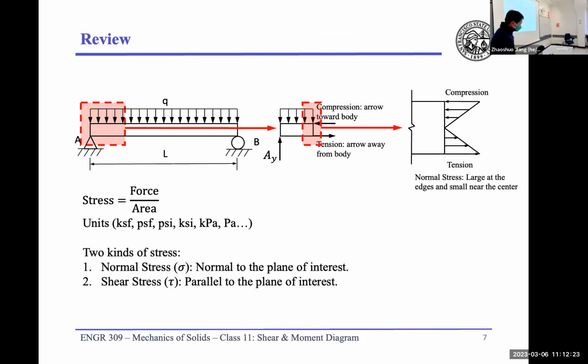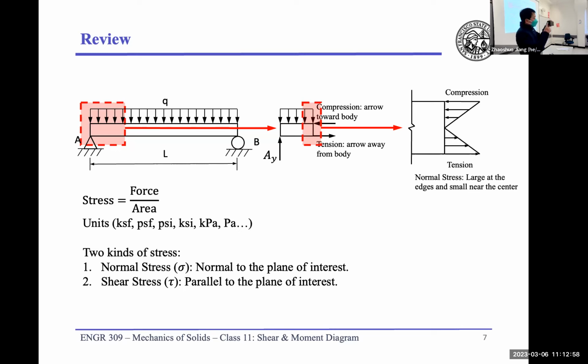In this class, we're going to look at two kinds of stress. One is called normal stress, and another one is called shear stress. The normal stress is the stress normal to the plane of interest. If this is your beam, and this cross section is our plane of interest, because we're interested in the stresses on this plane, and those stresses are normal, meaning perpendicular to this plane, like what we're showing here, that is our normal stress.